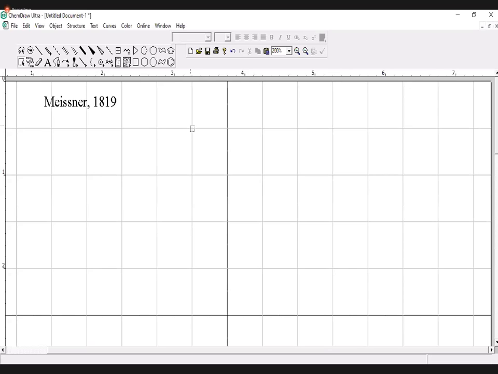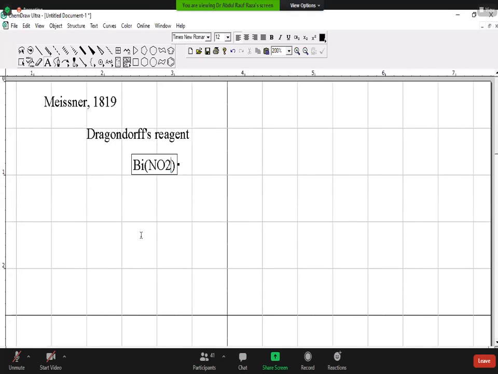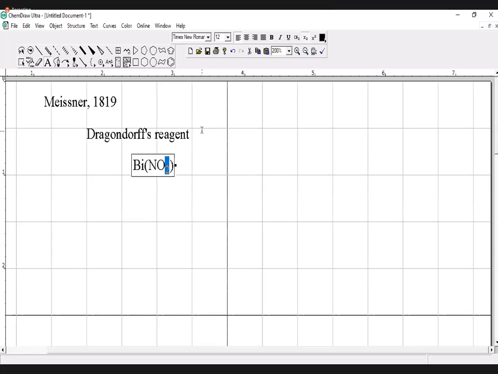So we put a spot of the extract, we run the TLC, and then we spray a reagent commonly called Dragendorff's reagent. So what is Dragendorff's reagent? Dragendorff's reagent is basically bismuth nitrate. It is bismuth nitrite, not nitrate, nitrite. This is bismuth nitrite.